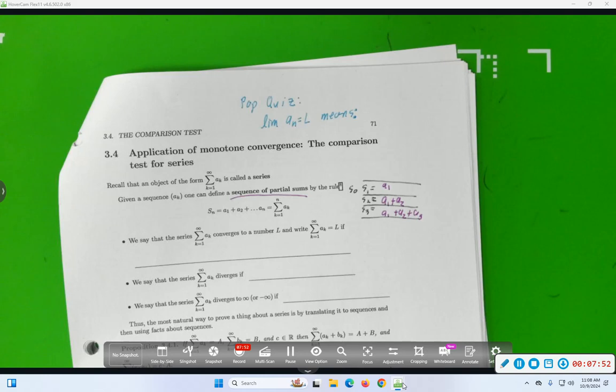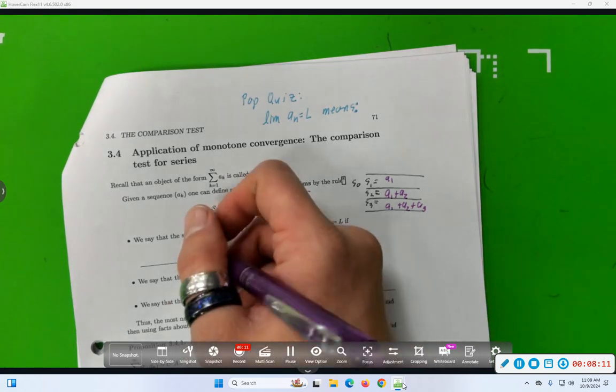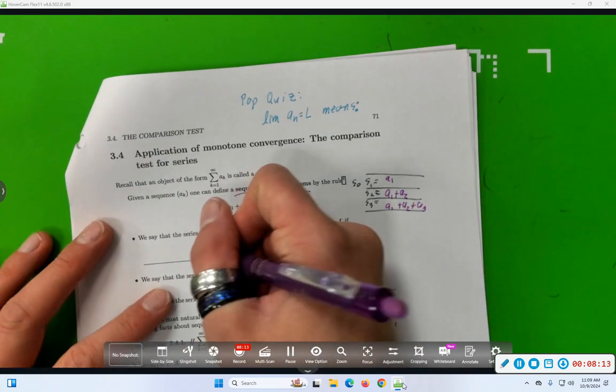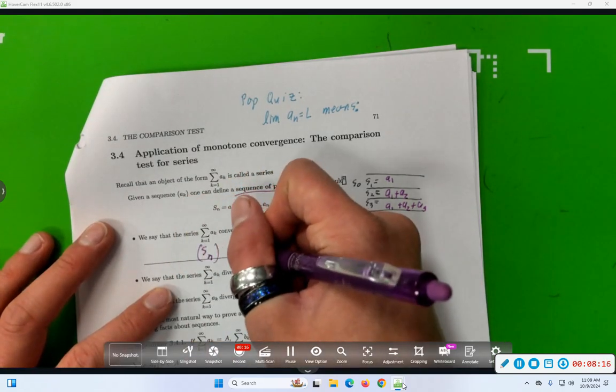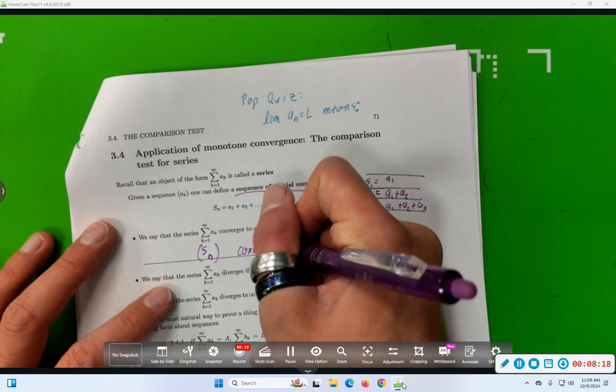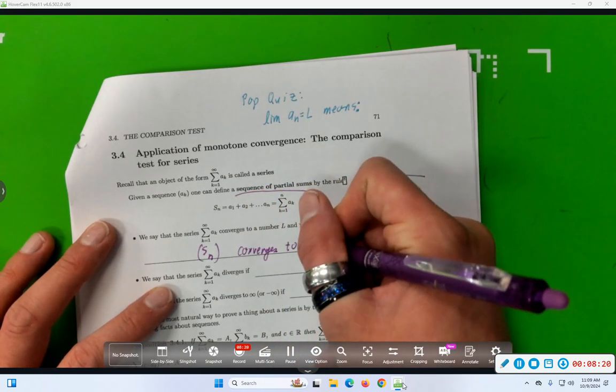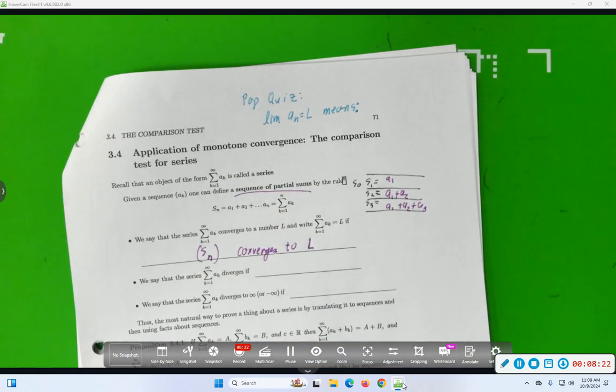Well, it should mean that once the parameter big N is really big, the partial sum is really close to L. Right? Well, that sounds like a limit to me. So the series converges to a number L, and we will write that if the sequence of partial sums converges to L. That seems sensible enough?